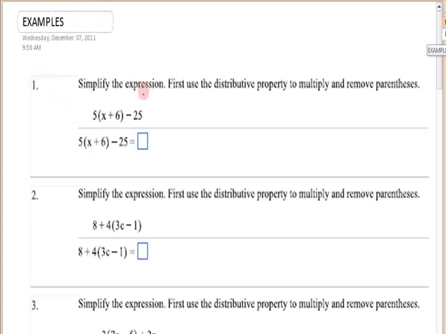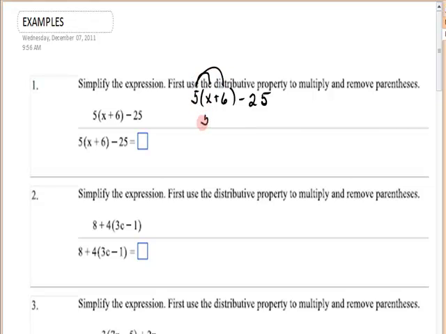Okay, simplify the expression. First, use the distributive property to multiply and remove parentheses. All right, so here we go. I'm going to write, I hope, small enough to get it in here, but that you can see it. So I have 5 times (x + 6) minus 25. All right, if I'm supposed to simplify it, the first thing I do is look for parentheses, see if there's a number to distribute. There is.